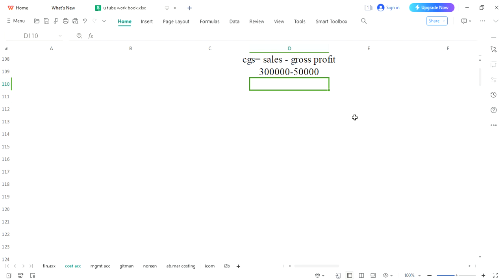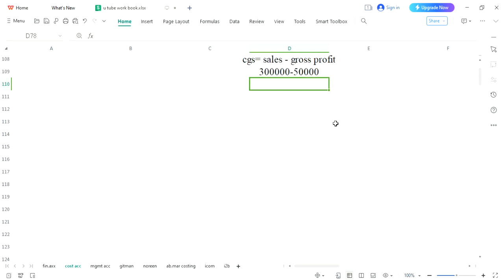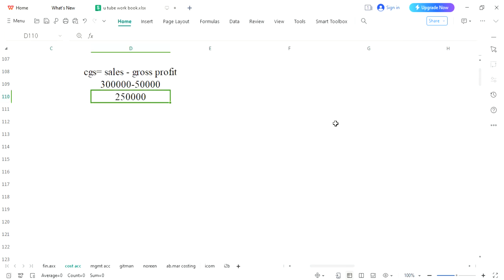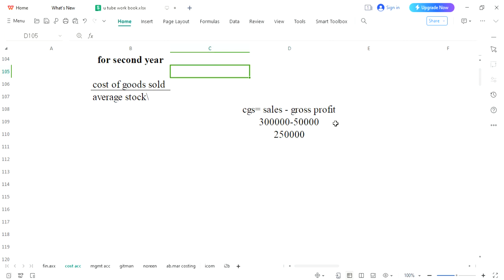Once again we will check for the second year. Yes, 3 lakh is your sales and 50,000 is GP. You have put it over here. Finally we will calculate it over here. So 250,000 is our cost of goods sold. Just put over here 250,000. And then average stock.